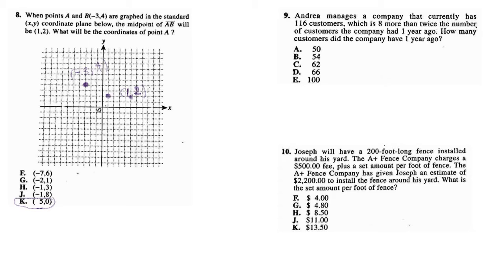Okay, so let's look at question 9. Andrea manages a company that currently has 116 customers, which is 8 more than, don't you love these problems, 8 more than twice the number of customers the company had 1 year ago. So it's 8 more than twice the number of customers they had a year ago. How many customers did they have 1 year ago? Well, what was 8 more than twice this number? That was 116, wasn't it?